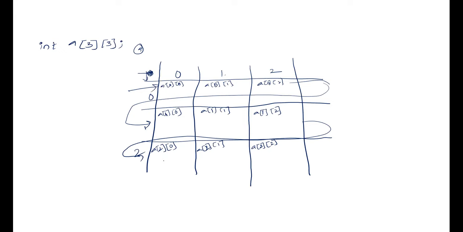Variables will be created in the memory. When it comes to memory, they'll all be in the same one line only. But we are going to look at it from the perspective of two dimensions.